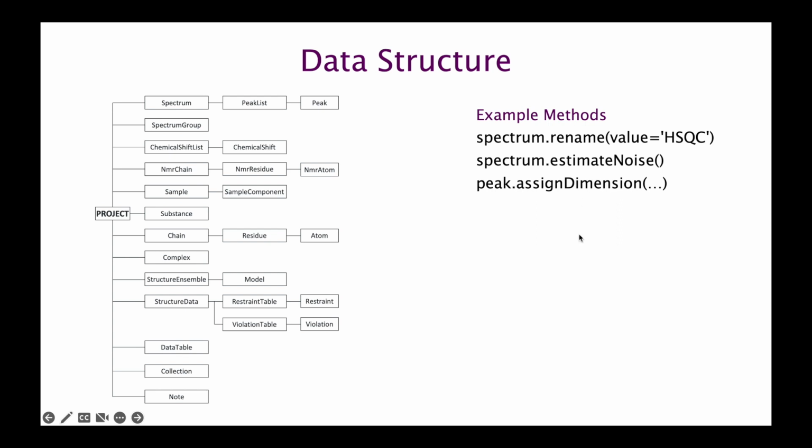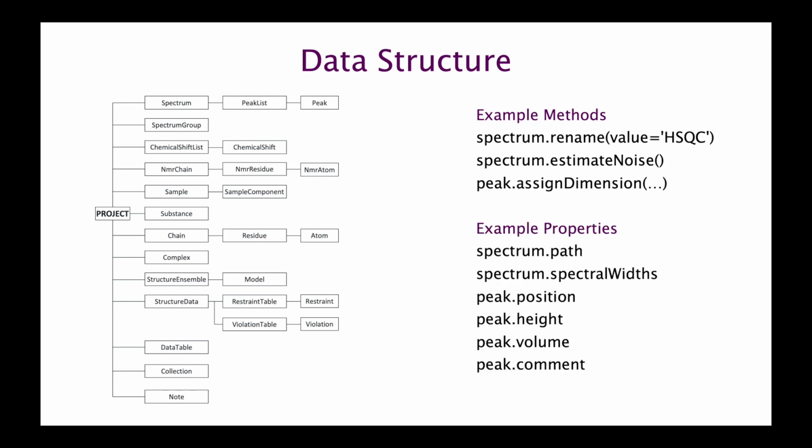Similarly, each item of data or each type of data has associated with it lots of variables, also referred to as properties. So a spectrum, for instance, might have a path where the actual data sits. It would have a spectral width. A peak would have a position, a height, a volume, a comment, etc. So once you've got hold of one particular peak, then you can easily find the peak position, the height, the volume, etc. This bank of methods and properties that we've created, and which you can then use within your scripts, you may often hear referred to as a so-called API, an application programming interface.